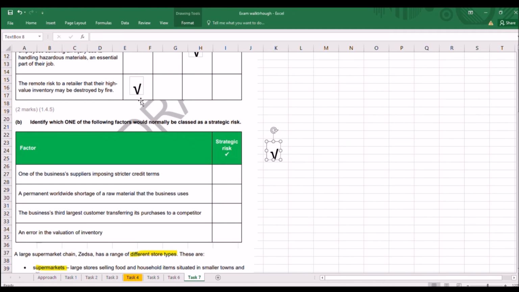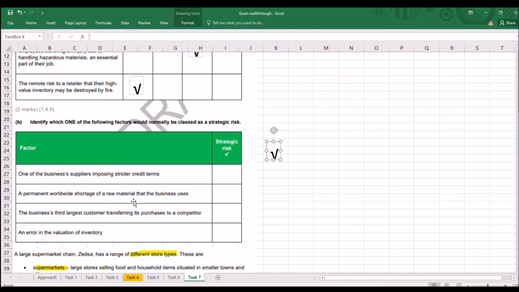So in terms of the cost versus income benefit analysis of that one, insurance would be a good one there. Identify which one of the following factors is normally considered a strategic risk. This is a sort of high level risk associated with strategic decisions made by directors, really. One of the business's suppliers imposes stricter credit terms. That's a financial risk, something associated with the financial inflows and outflows for the firm. That one's there. It's a financial risk.